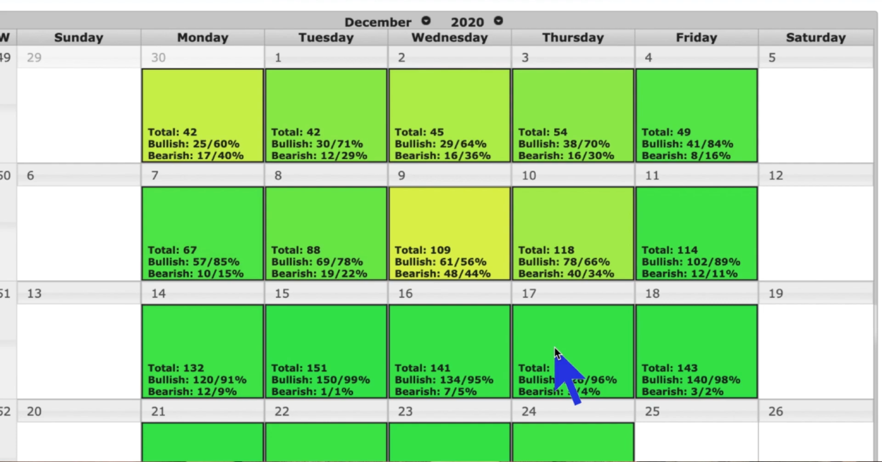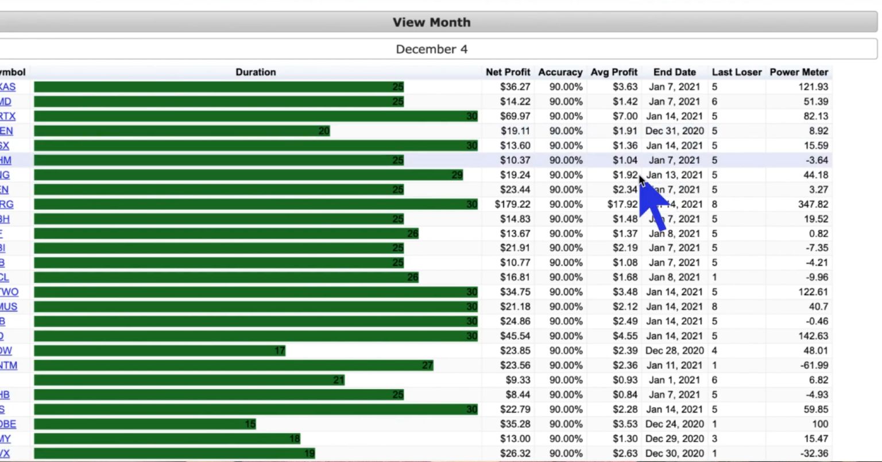Let's look at a couple of days and see what's actually popping up as potential trading opportunities. So Friday the 4th. What I like to do is I have all of these columns here that I can search from: what's given us the best net profit, accuracy, average profit per year, my ending date, when's the last time we had a loser in this pattern, and this is in years, and finally the power meter. The power meter gives me a ranking, I call it the what-have-you-done-for-me-lately column. I'm looking for the higher this number is, the more the pattern is working now, much better than it was even 5 and 10 years ago.